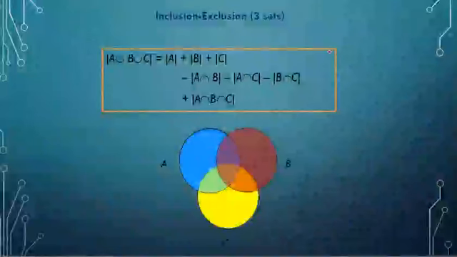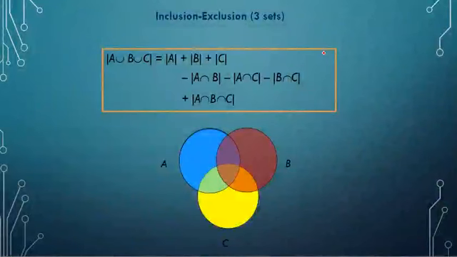Good afternoon. In the previous lecture, we have seen the inclusion-exclusion principle. Along with that, we have seen the principle applied on two sets and also on three sets. So this is the formula for the inclusion-exclusion principle on three sets.